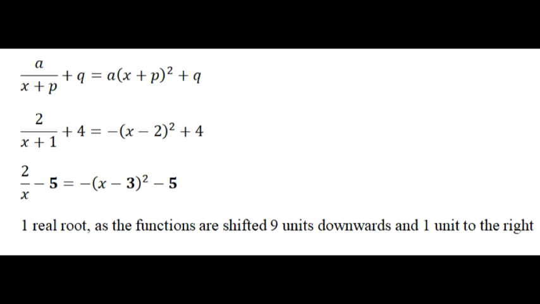Let's look at q. Now q is straightforward. On both equations, 4 is q. And then on the new one, it's negative. q is your -5. So how many units would you need to move from 4 to -5? So you do your arithmetic real quick and you would get 9. So it's 9 units downwards.